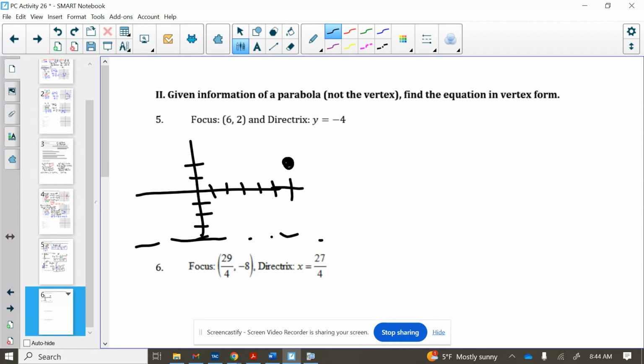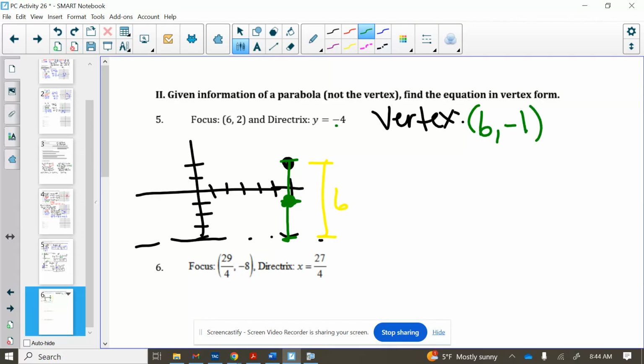Now, in order to find the vertex, you want to think about it almost as, again, the midpoint between these two. So the total distance between these two is 6 units, right? Well, we know that vertex would come 3 units away from each of them. So 3 units above or 3 units below. So that's going to put us at the point 6, -1, right? 3 units above or 3 units below our 2 y values here. And our parabola will always open towards that focus point, in this case, upwards.